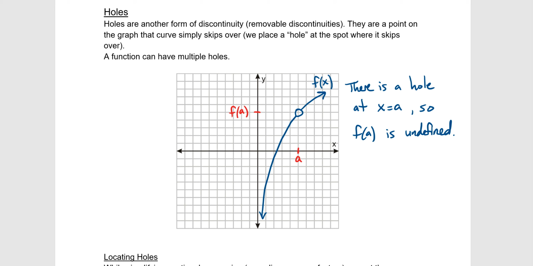Or we can write that f of a is undefined. So notice how different this looks from a vertical asymptote. With a vertical asymptote, the function's either going to positive or negative infinity, but with a hole, it just simply skips over that certain point and resumes the same pattern that it was doing beforehand.